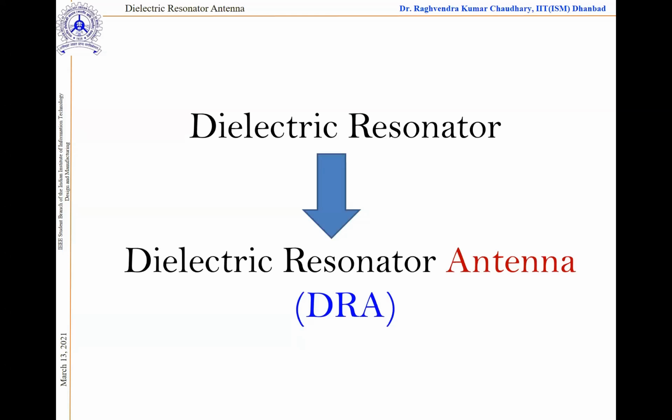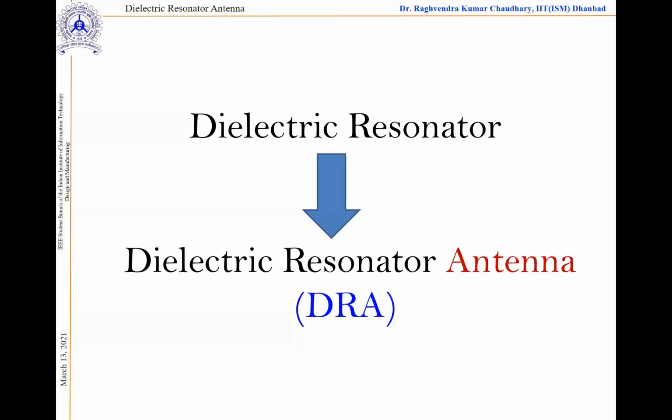The second point is that it has very stable behavior towards temperature. Means if you measure your input reflection coefficient at room temperature, or let's say at 70 degrees centigrade, you will not face much change. Correct. So this thing motivates us, so we can work towards these dielectric resonator antennas. So this is the answer why we should go for the DRA.